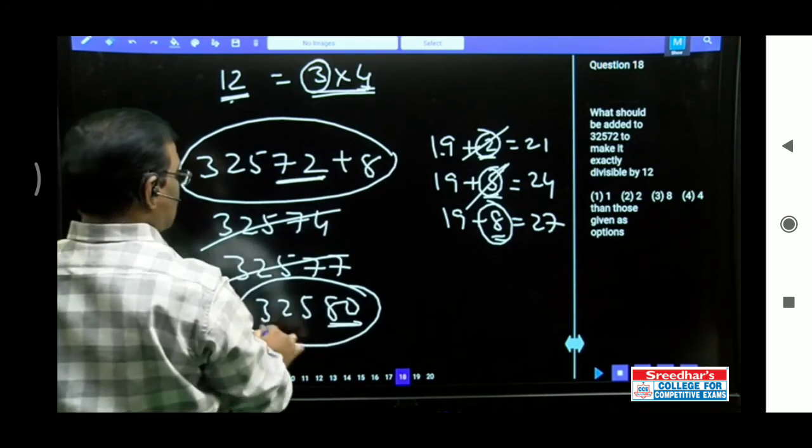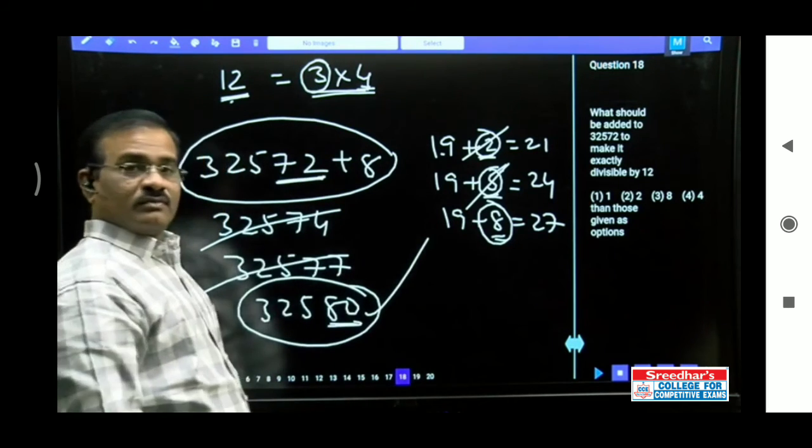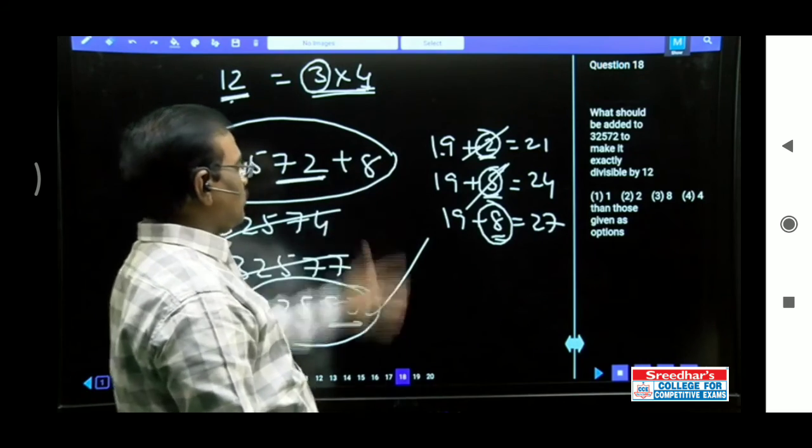32580 లాస్ట్ 2 డిజిట్స్ లో 4 పోతుంది. సమ్ ఆఫ్ ద డిజిట్స్ లో 3 పోతుంది. This number is exactly divisible by 12. Therefore what should be added? 8 should be added. Therefore the answer is 8.